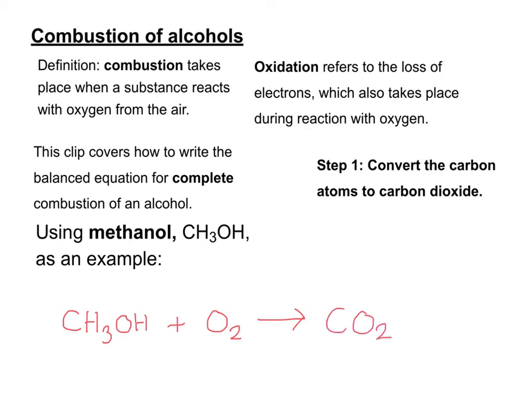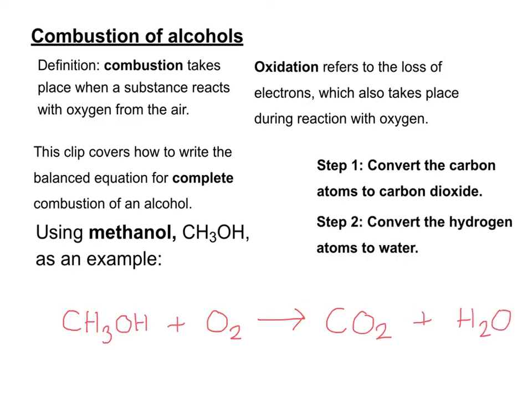and we know that the hydrogens are going to make water. So looking at methanol, we have 4 hydrogens, so therefore we need to double the water. So now what we've got to do is look at how many oxygens we've got on the right hand side and then think how many oxygens were needed to create all of those products.